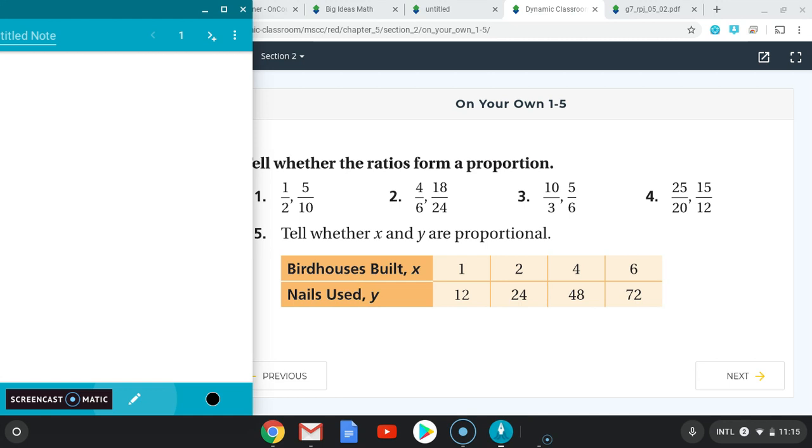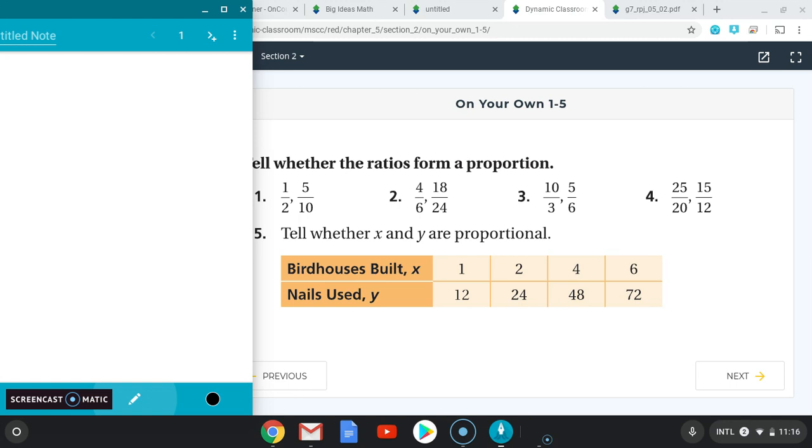But sometimes you're going to see these little tables, okay? In this case, this top row of numbers is birdhouses built, and this bottom row of numbers is nails used, right? So in this first case, one birdhouse was built and there were 12 nails used. 2 birdhouses built, 24 nails used, and so on. And they're asking, are these ratios 1 to 12, 2 to 24, 4 to 48 proportional?